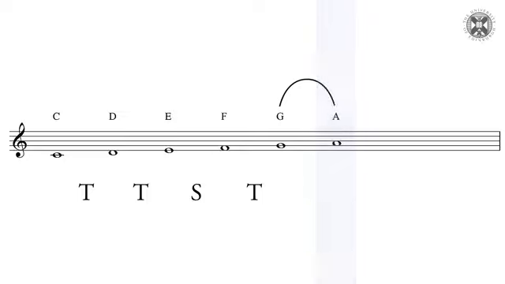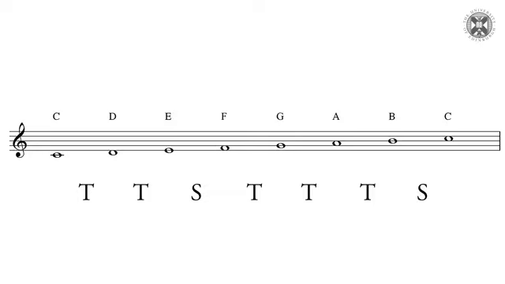G to A, a tone. A to B, a tone, and again B to C, a semitone. There's no black note in between. So that gives us a pattern of tone, tone, semitone, tone, tone, tone, semitone. So this pattern of 2 tones and then a semitone, then 3 more tones and then a final semitone is what makes the scale sound the way it does.